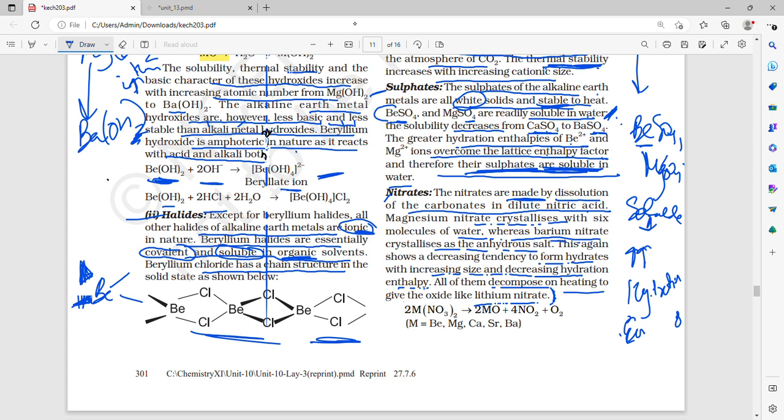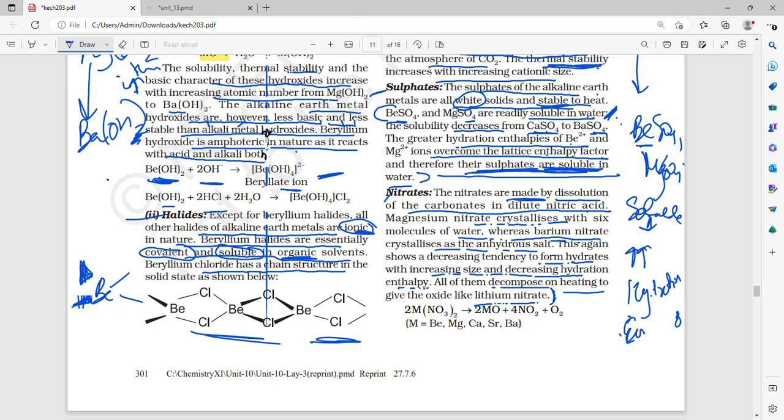The greater hydration enthalpy of beryllium and magnesium ions overcomes the lattice enthalpy factor and therefore their sulfates are soluble in water. But when you come to nitrates, nitrates are made by dissolution of carbonates in dilute nitric acid, HNO3. Magnesium nitrate crystallizes with 6 molecules of water, whereas barium nitrate crystallizes as the anhydrous salt.